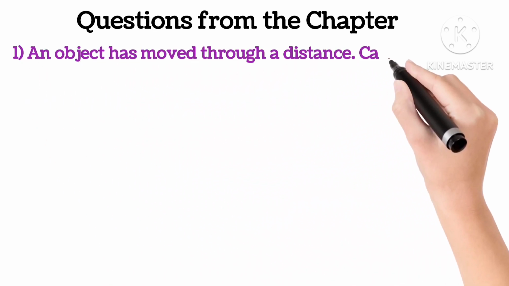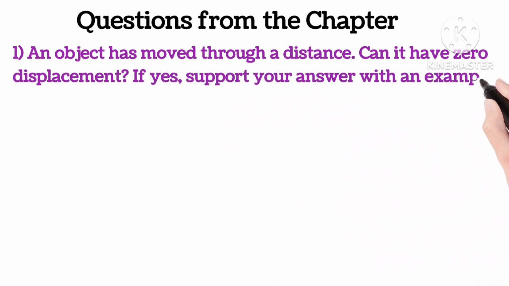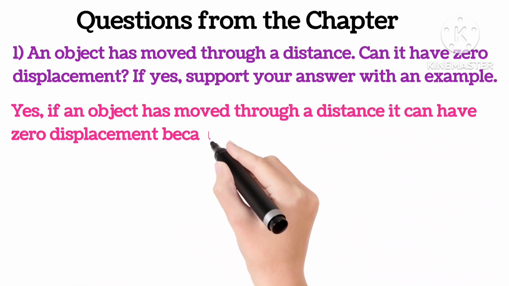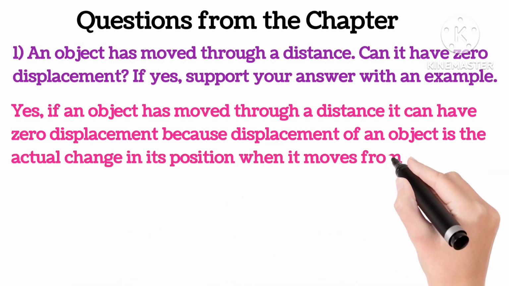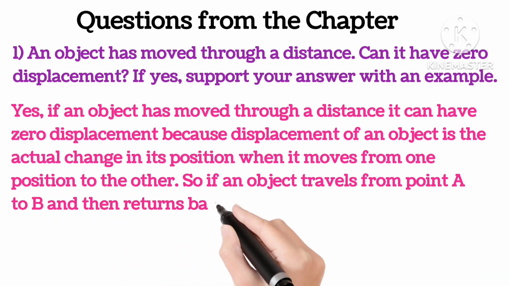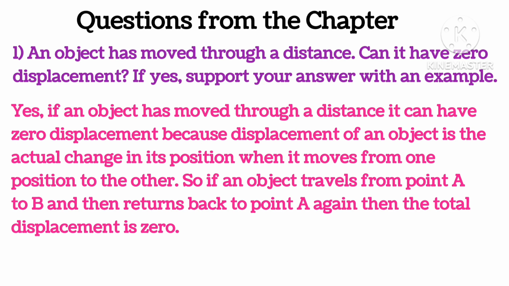An object has moved through a distance. Can it have a zero displacement? If yes, support your answer with an example. Yes, if an object has moved through a distance, it can have zero displacement because displacement of an object is the actual change in its position when it moves from one position to the other. So if an object travels from point A to B and then returns back to A again, the total displacement is zero.